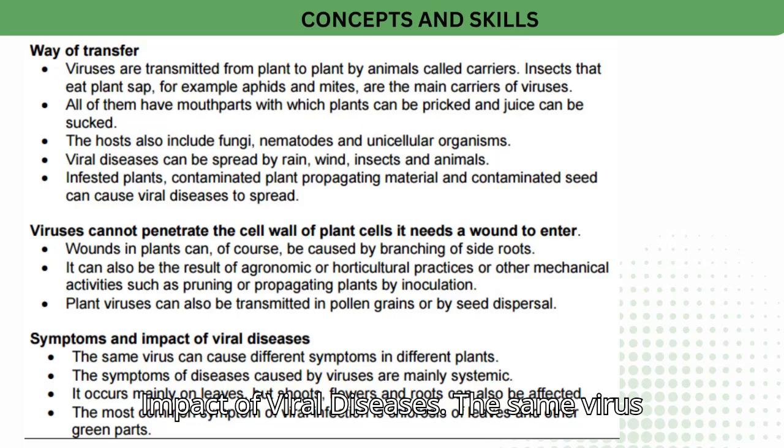Symptoms and impact of viral diseases. The same virus can cause different symptoms in different plants. The symptoms of diseases caused by viruses are mainly systemic. It occurs mainly on leaves, but shoots, flowers and roots can also be affected. The most common symptom of viral infection is sclerosis of leaves and other green parts.